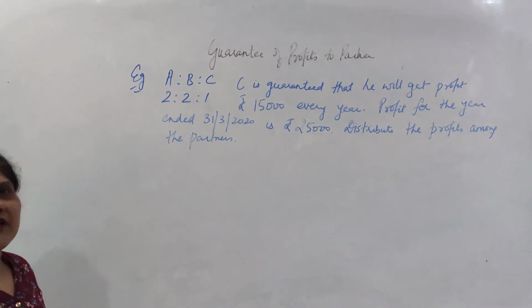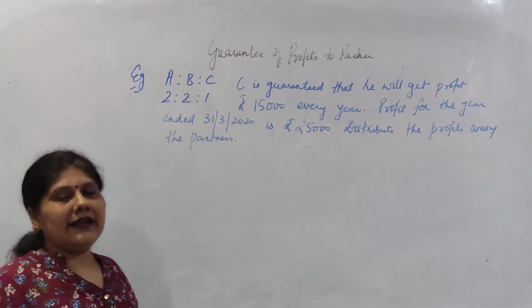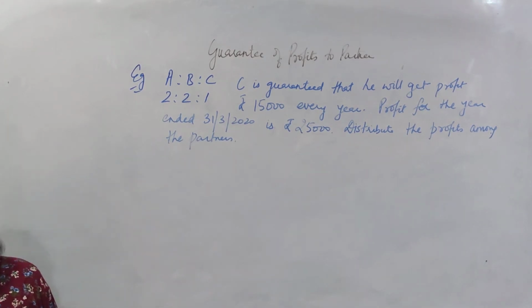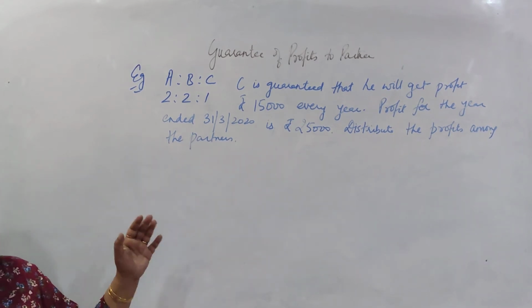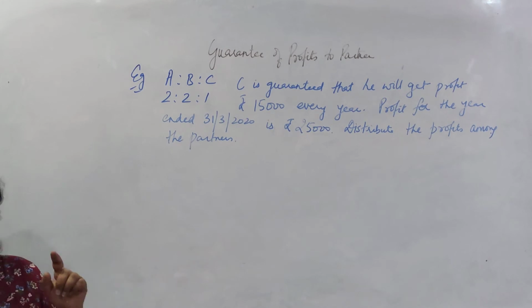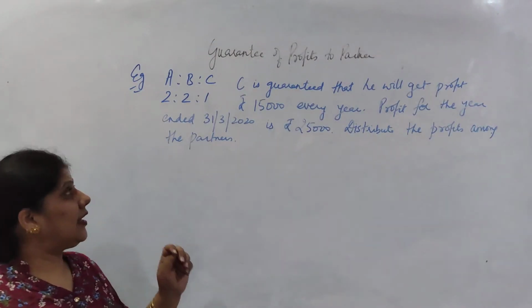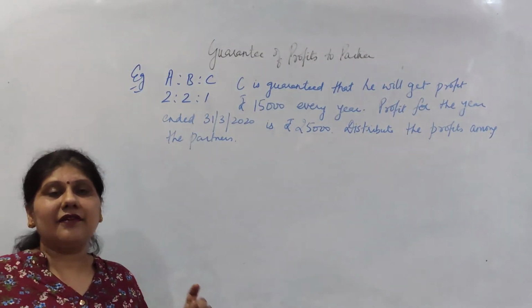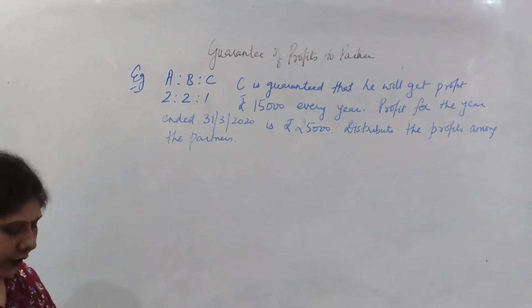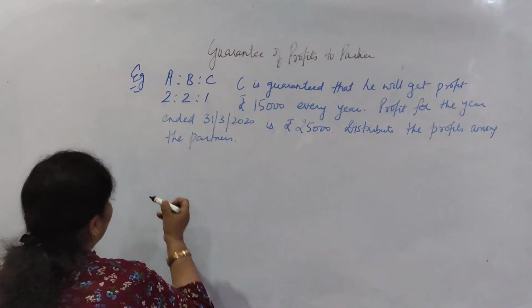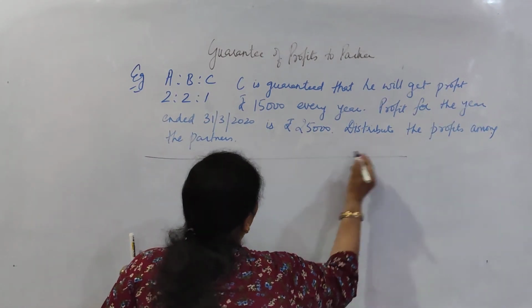If it is clearly mentioned in the question that the guarantee is given by A, or by B, or by A and B in some specific ratio, then we will follow that instruction. But if nothing is given, then we will assume that the guarantee is given by the remaining partners in their remaining ratio. Now, how will we do it? We will prepare the P&L appropriation account.